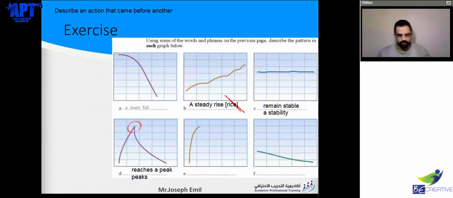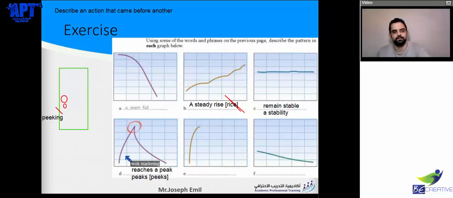And remember, it's not peaks. This is also completely wrong. Peaks, this one is when you look through a keyhole. Let's assume that this is a door and this is the doorknob here. Okay, and below it there is a keyhole in which you put your keys to open the door. When you take a look here to see what's on the other side of the room, you are peeking. But this is a P-E-A-K, which is peak here.